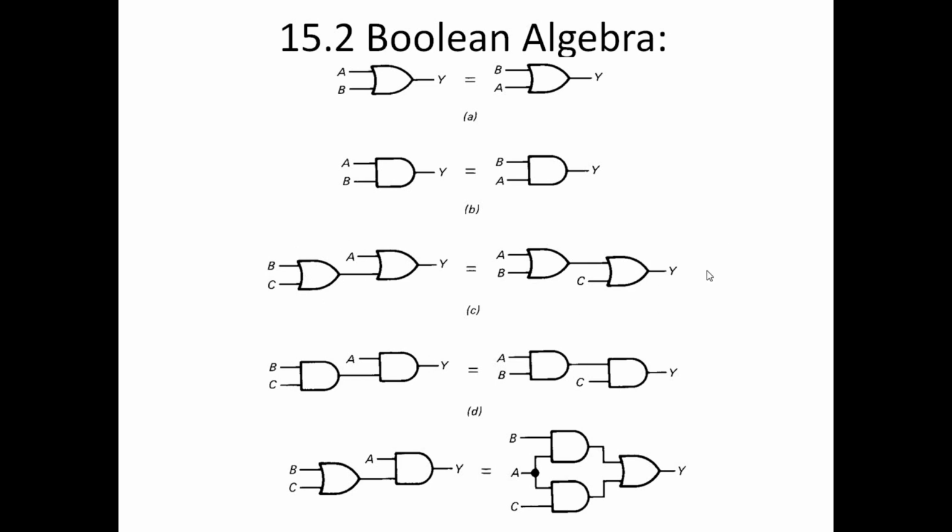Both of them are equal. This or this will always have the same output. Again, with the AND gates, it will also have the same output. If you have one OR gate and one AND gate, or you have two AND gates and one OR gate, in this situation you'll always have the same output.